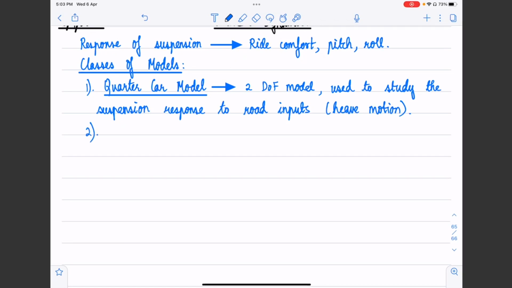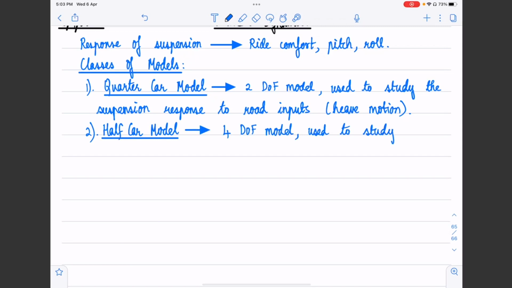Then we have what is called a half car model. As the name indicates, in the half car model, we consider half the vehicle, right? It depends on how we visualize the vehicle, half of the vehicle. So this is going to be a 4 degree of freedom model. And it's typically used to study the heave motion and the pitch or the roll motion. Okay, so depending on which half of the vehicle we are considering, the heave motion and the pitch or roll motion.